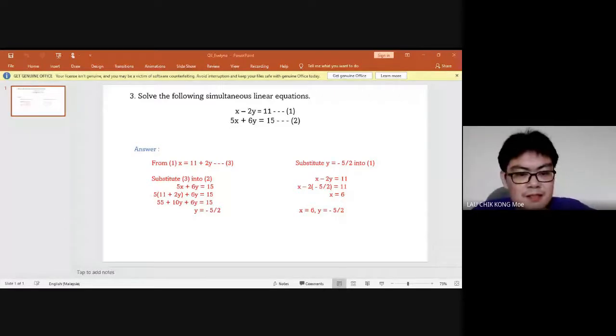Okay, thank you, Evelyn. So just now Elena used the elimination method, right? This time Evelyn used the substitution method. So very good. Actually your answer is also correct. Same as Elena just now, x equals 6, y equals negative 5 over 2. But both of you used a different method. So I hope everyone understands what the elimination method is, and what the substitution method is. So this one is the substitution method. Okay, very good. So this is for number 3.